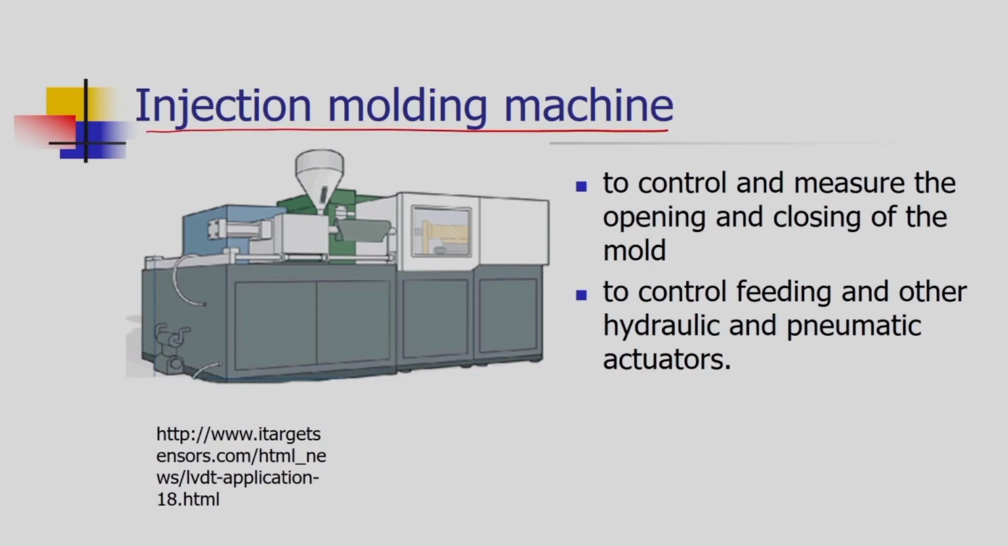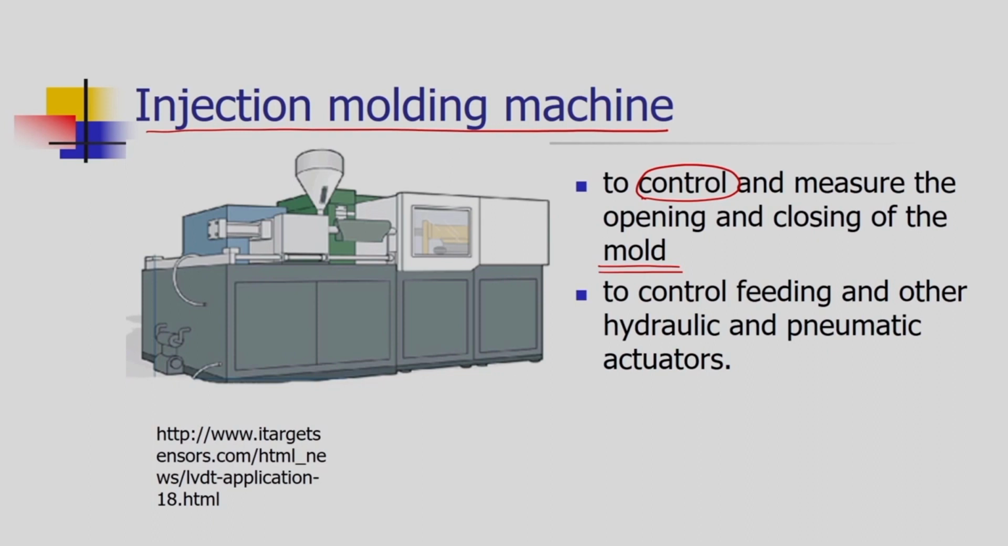The next example on your screen is an injection molding machine. This is used to manufacture plastic components. In an injection molding machine, we do have molds, and these molds have two parts. We are opening and closing the molds. So, we should have a precise opening and closing of the molds. For that purpose we have to control its operation. The molds' inertia is also very high, the mold weights are also very high. So, to have controlled movements, we are using the LVDT sensors.